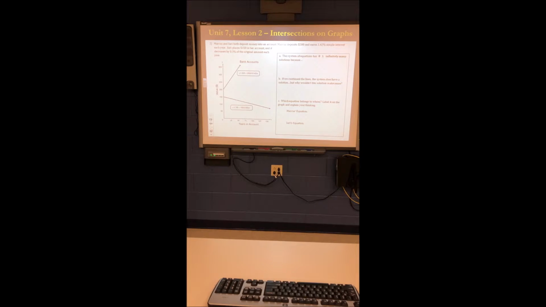Let's do this problem. Marcus and Sari both deposit money into an account. Marcus deposits blah, blah, blah. Okay, let's get down to business. This system of equations has 0, 1, or infinitely many solutions because, why don't you figure that out?